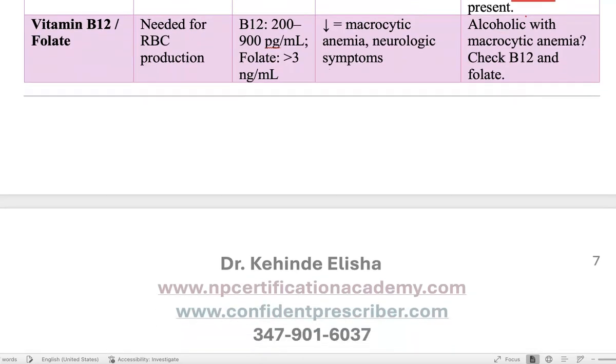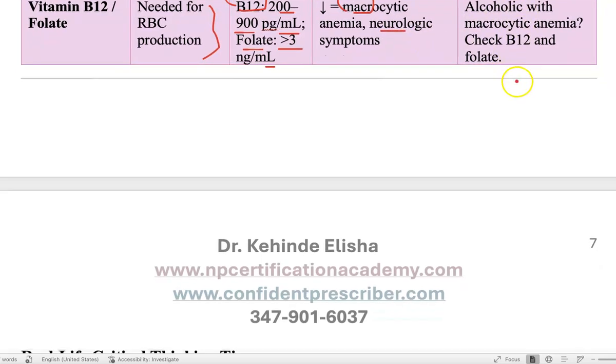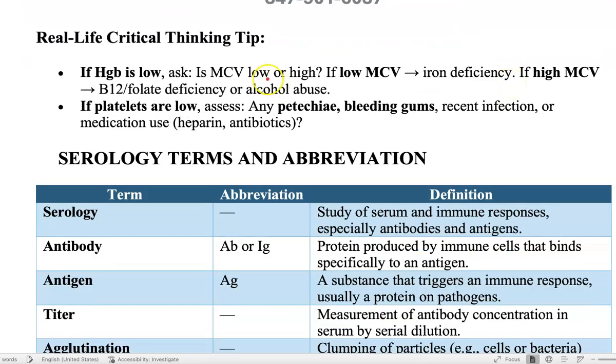Now, what about vitamin B12? Folate is needed for RBC production. Now, for B12, we want the range to be from 200 to 900 pg per ml. For folate, we want it to be more than 3 ng per ml. If it is low, it means we have macrocytic anemia. Neurologic symptoms, alcoholic with macrocytic anemia, check B12 and folate.